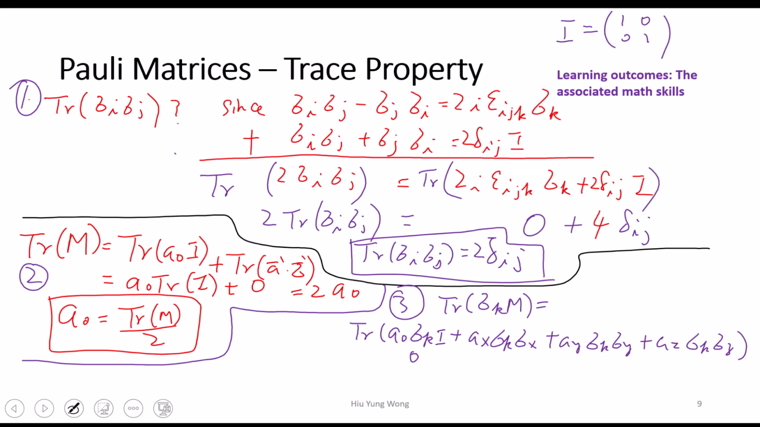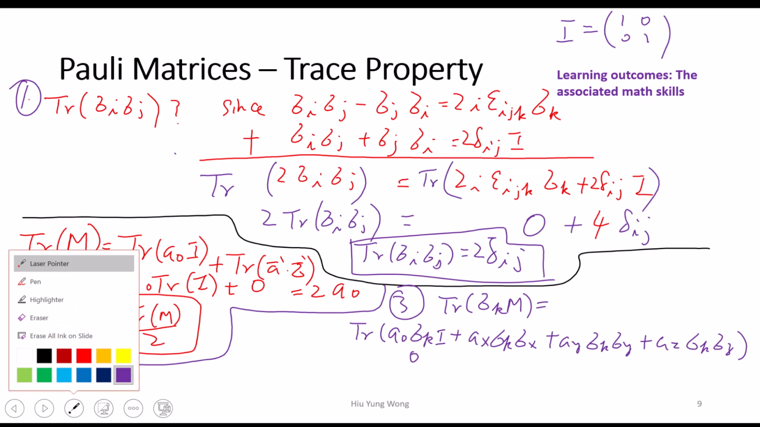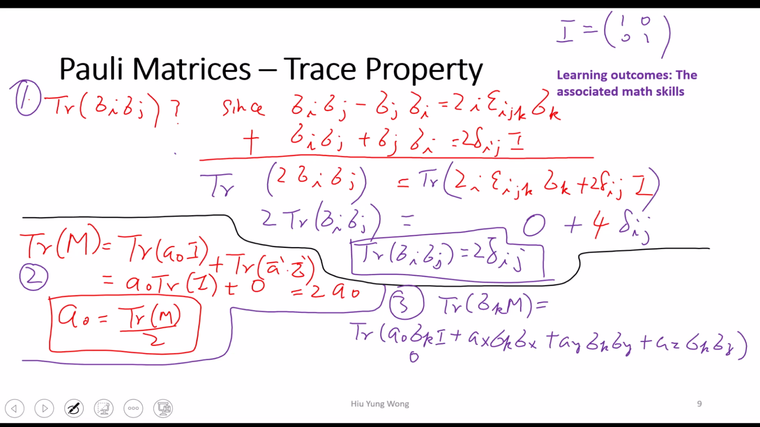How about sigma k times sigma x? That now depends, right? So this is a little bit general. If, for example, they are the same, what do you get? It's just 2, right? If they're the same. If they are different, then you will get 0, right? Because k is x, y, z, right? So basically, you just substitute, just find an example. Let's say k is sigma x, right?